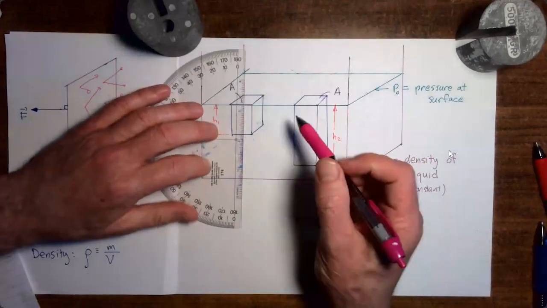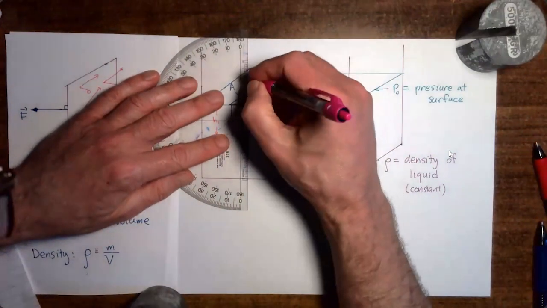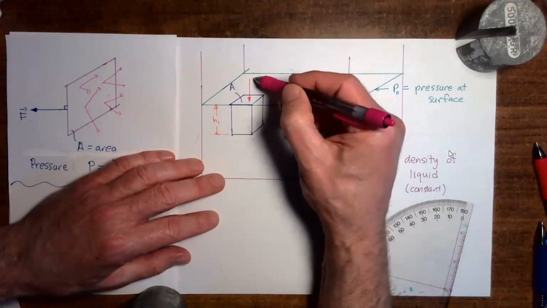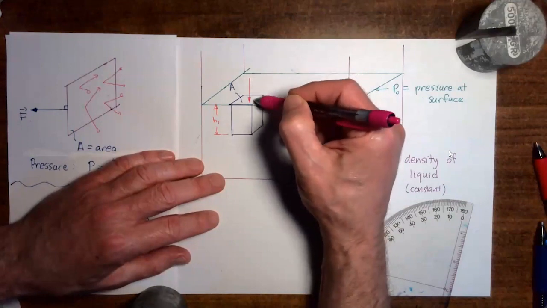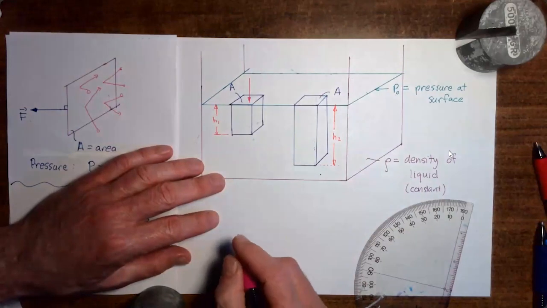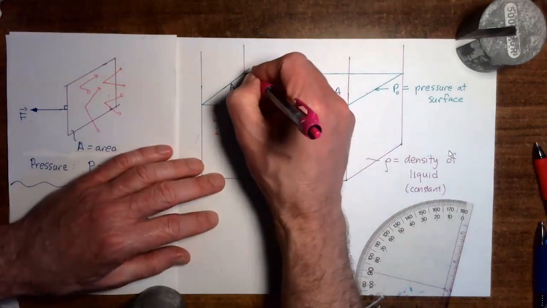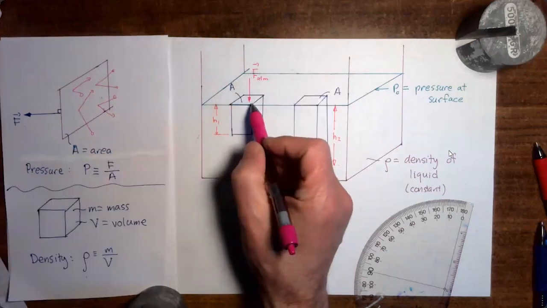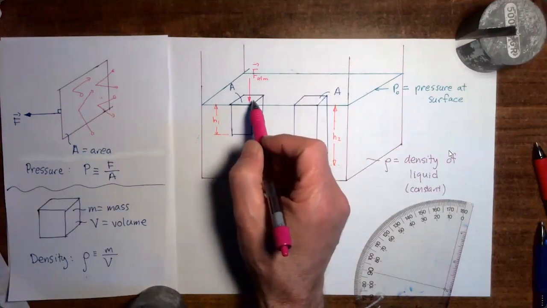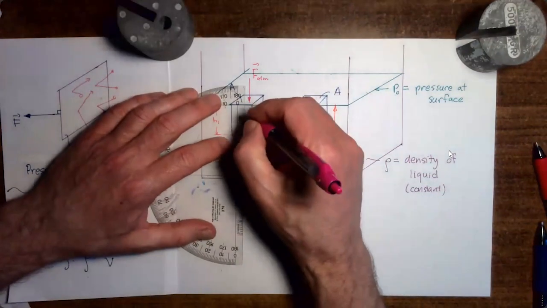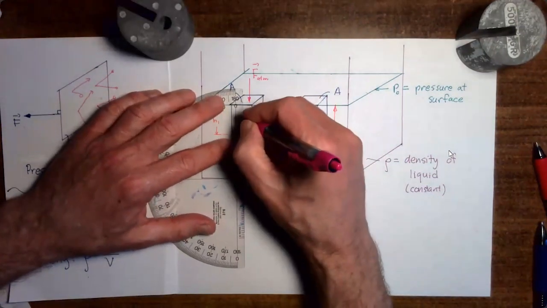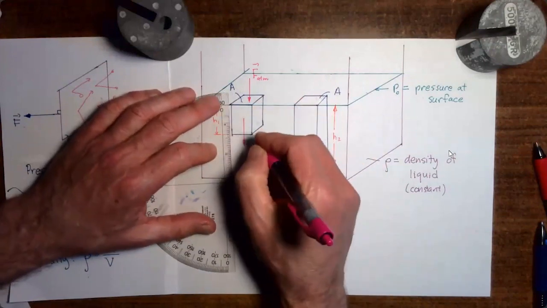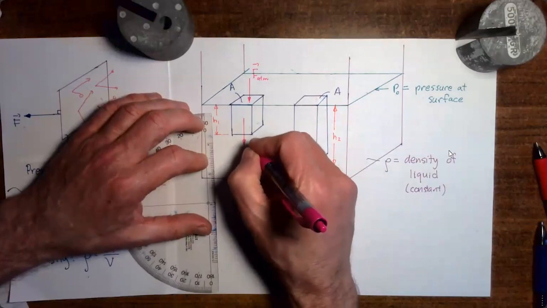Let's start with the column on the left. For the column on the left, there are three forces acting. First, I have the force associated with air pressure pushing down on the top surface. I'm going to call this force F sub ATM. That's the force of the atmosphere pushing down on that top surface. Then I have the gravitational force acting on that specific blob of the liquid. I'm going to call this G1.